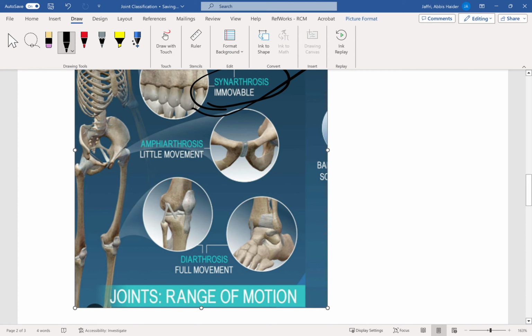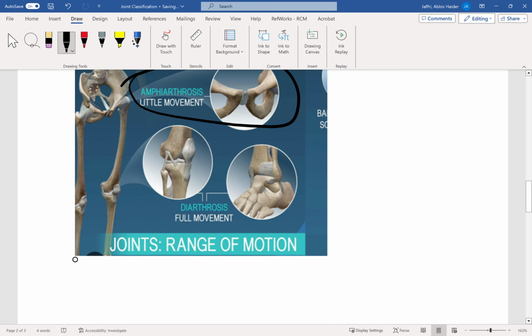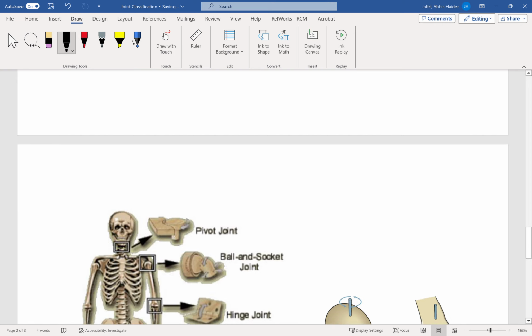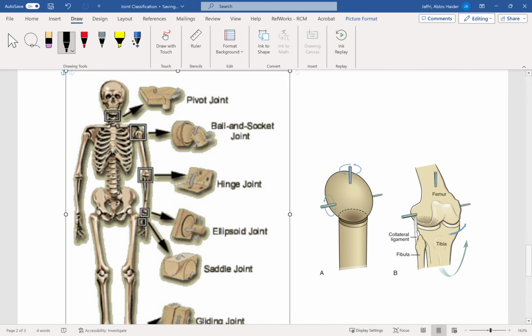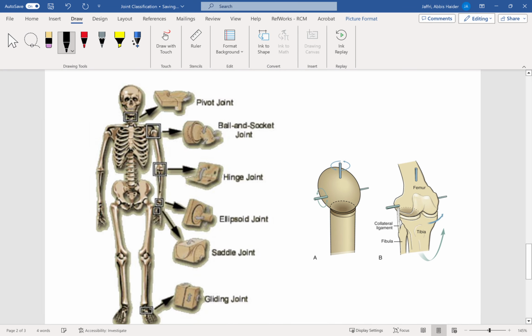Then amphiarthrosis, you have pubic symphysis, and we also talked about that, vertebral bodies. And then you have the diarthrotic joints, for example, the ankle joint and the knee joint here. These are basically your freely movable joints, the diarthrotic joints. So let's talk about the diarthrotic joints in a little bit and see the different classification of this. So diarthrotic joints have different classification.